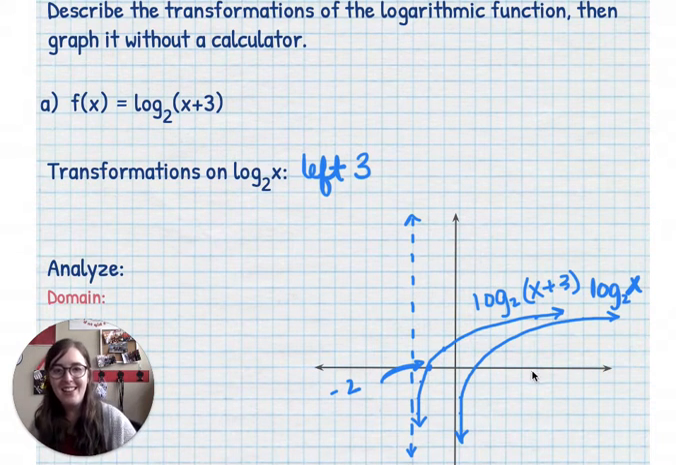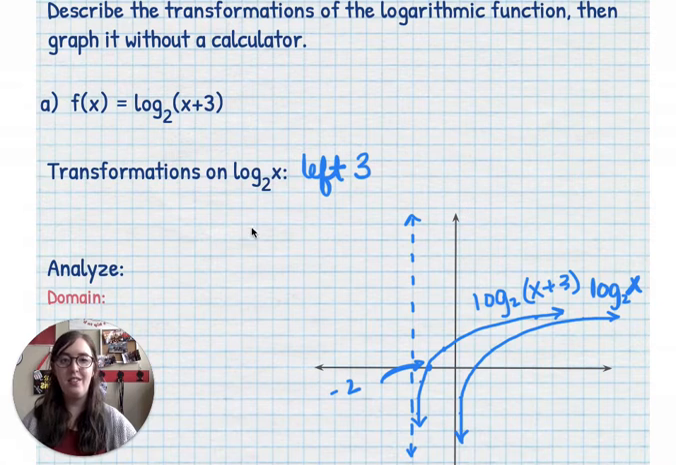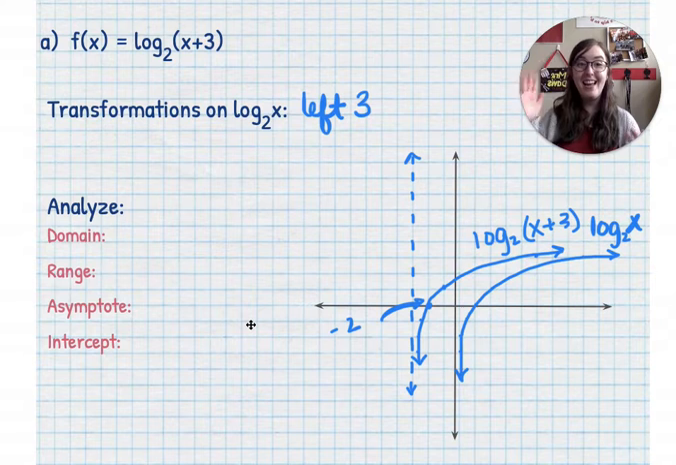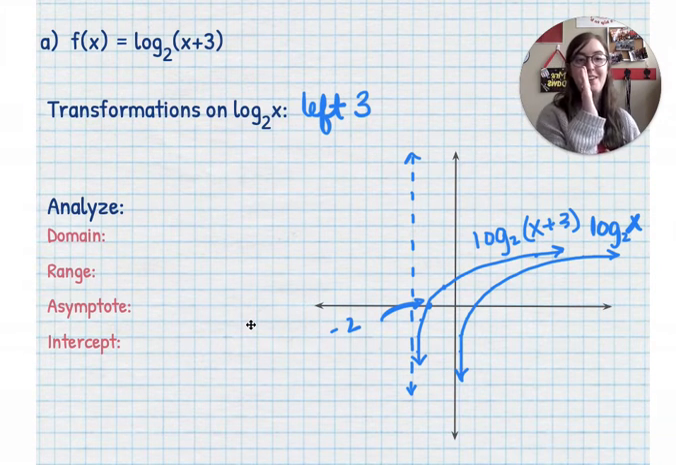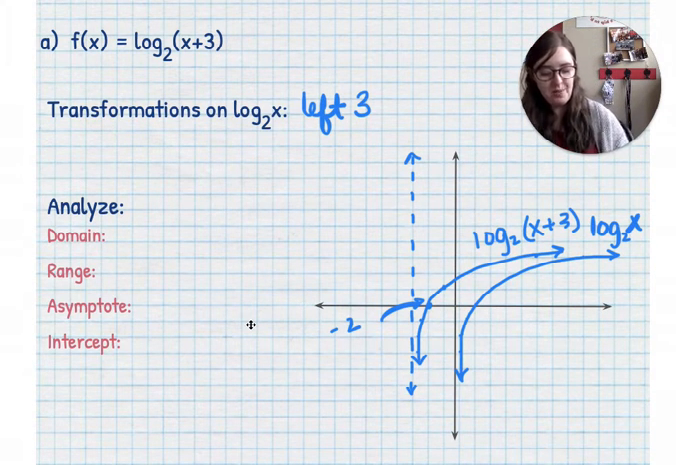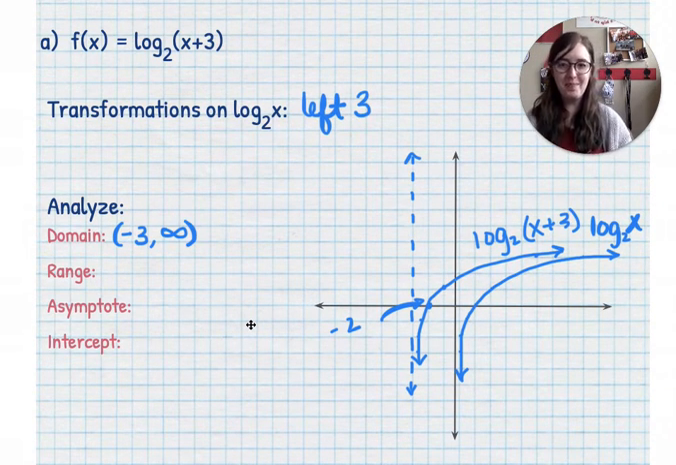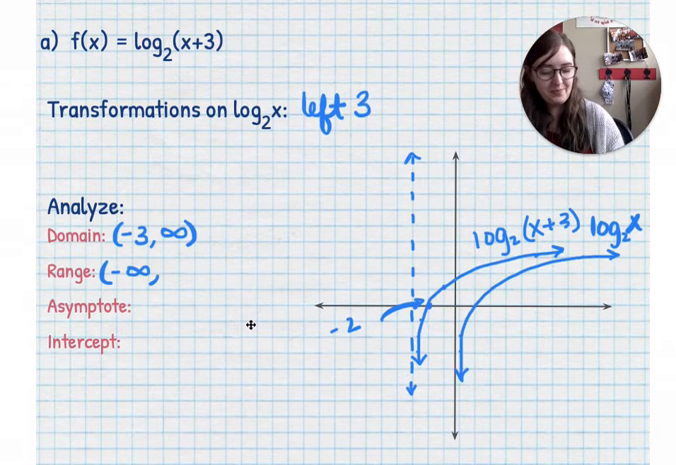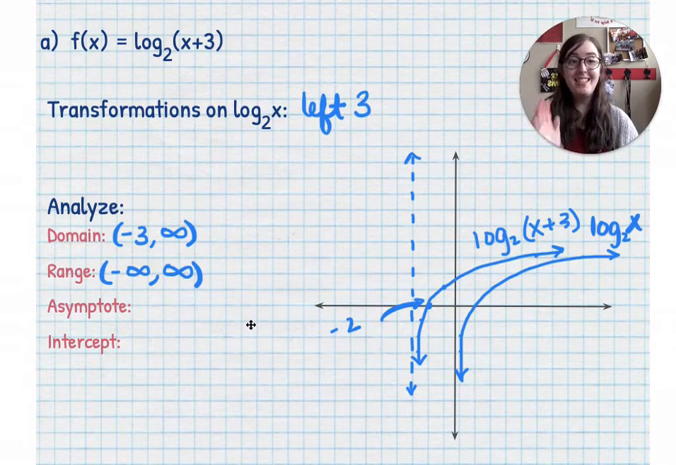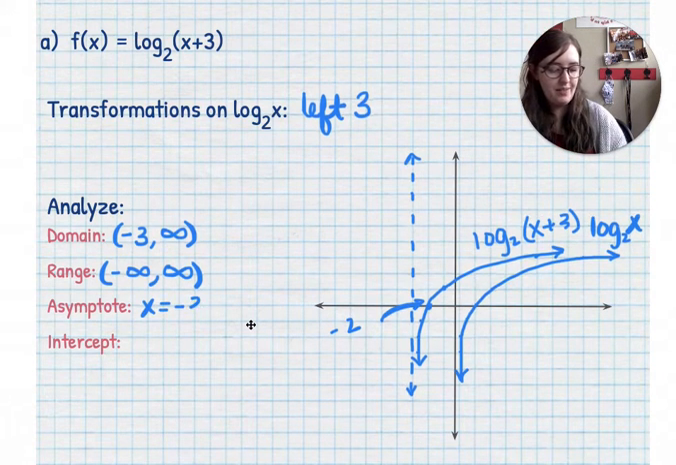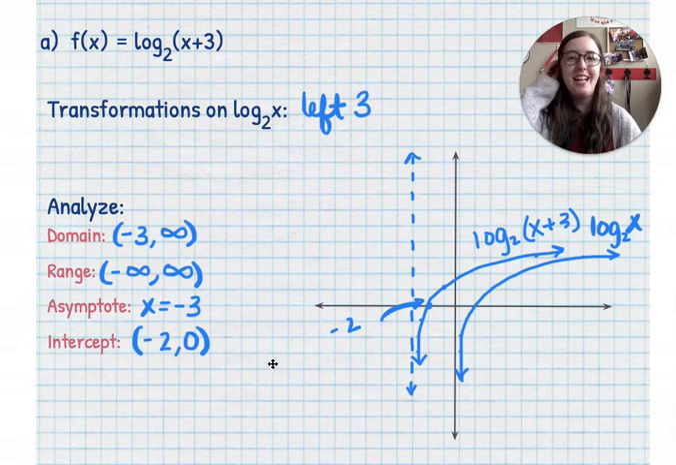Let's go ahead and analyze real quick. And we're actually going to do end behavior at the end of everything. All right, so my domain, my x values, instead of starting at 0, now they're starting at negative 3. So I'm going to be from negative 3 to infinity. My range is still from negative infinity to positive infinity. As we discussed, that asymptote at 0 got moved to negative 3, so now it's at x equals negative 3. And my intercept, like we said a second ago, was at negative 2, 0. Like I said, we're going to do end behavior a little bit later.